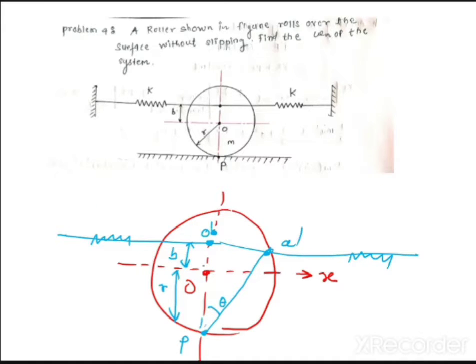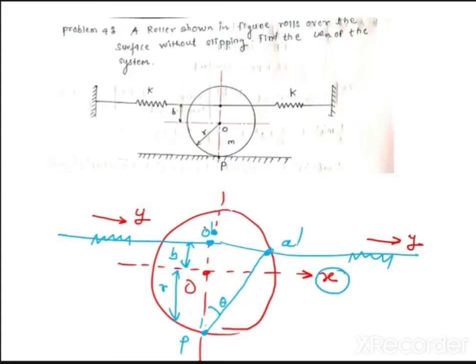Now, when you are giving a small displacement x to the center, the pulley is rotating about the point P by a small angle theta. Let us assume that the displacement of the spring is y. The displacement of the spring is y because the spring is not connected to the center, so the displacement of the spring will be different, and let us consider it as y.